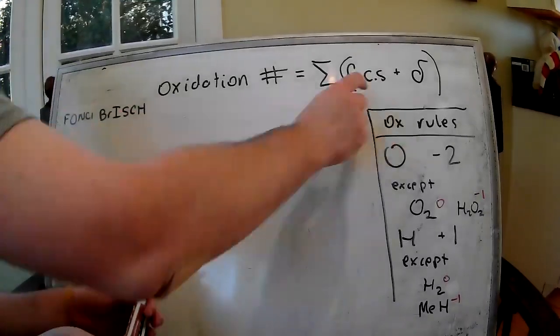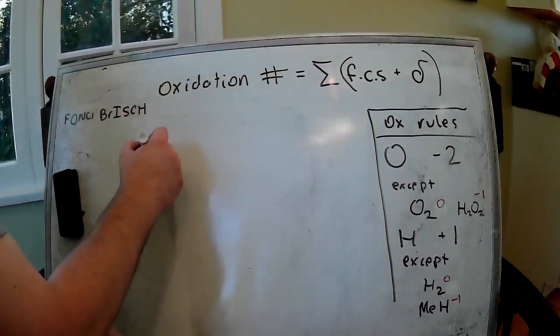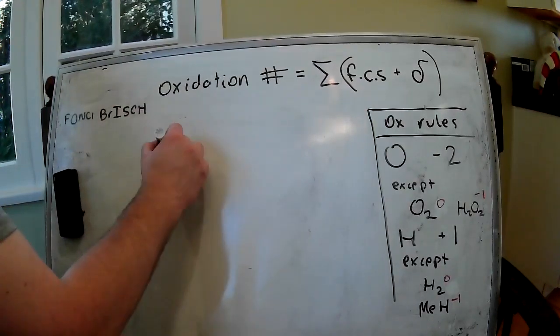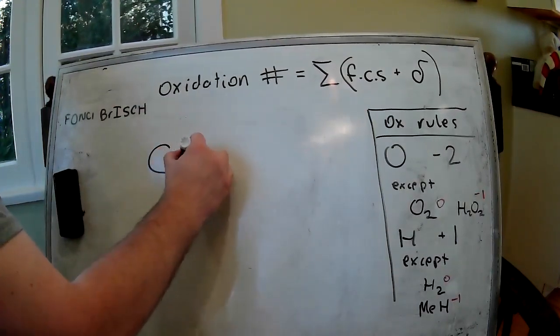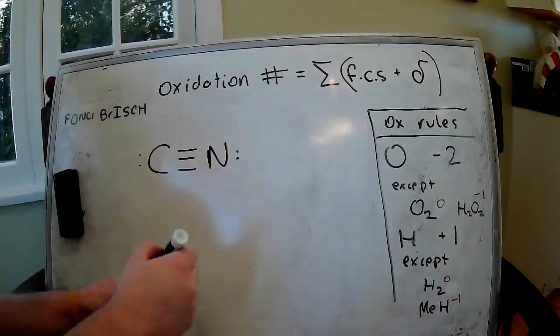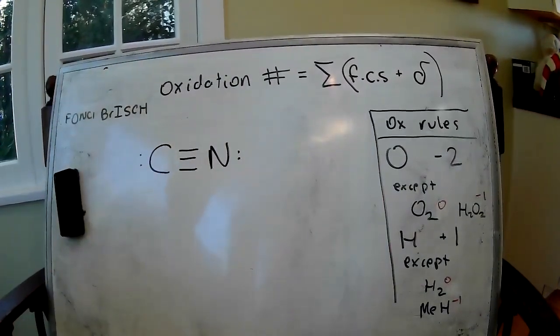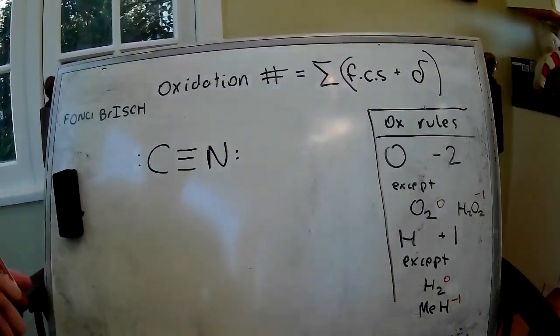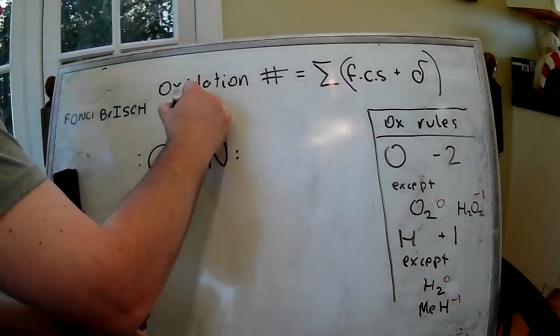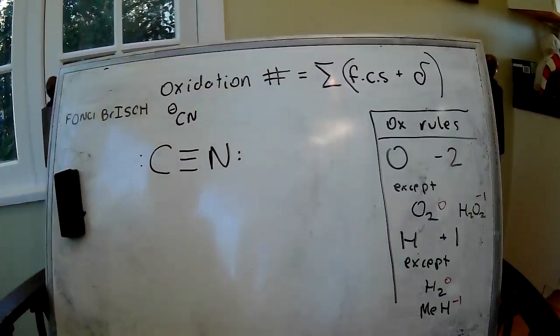All right, let's apply this formula now to an organic molecule. So let's start with cyanide. Cyanide is a great molecule to know for the MCAT, as well as for life. In cyanide, the formula is CN minus. Who has the minus charge?